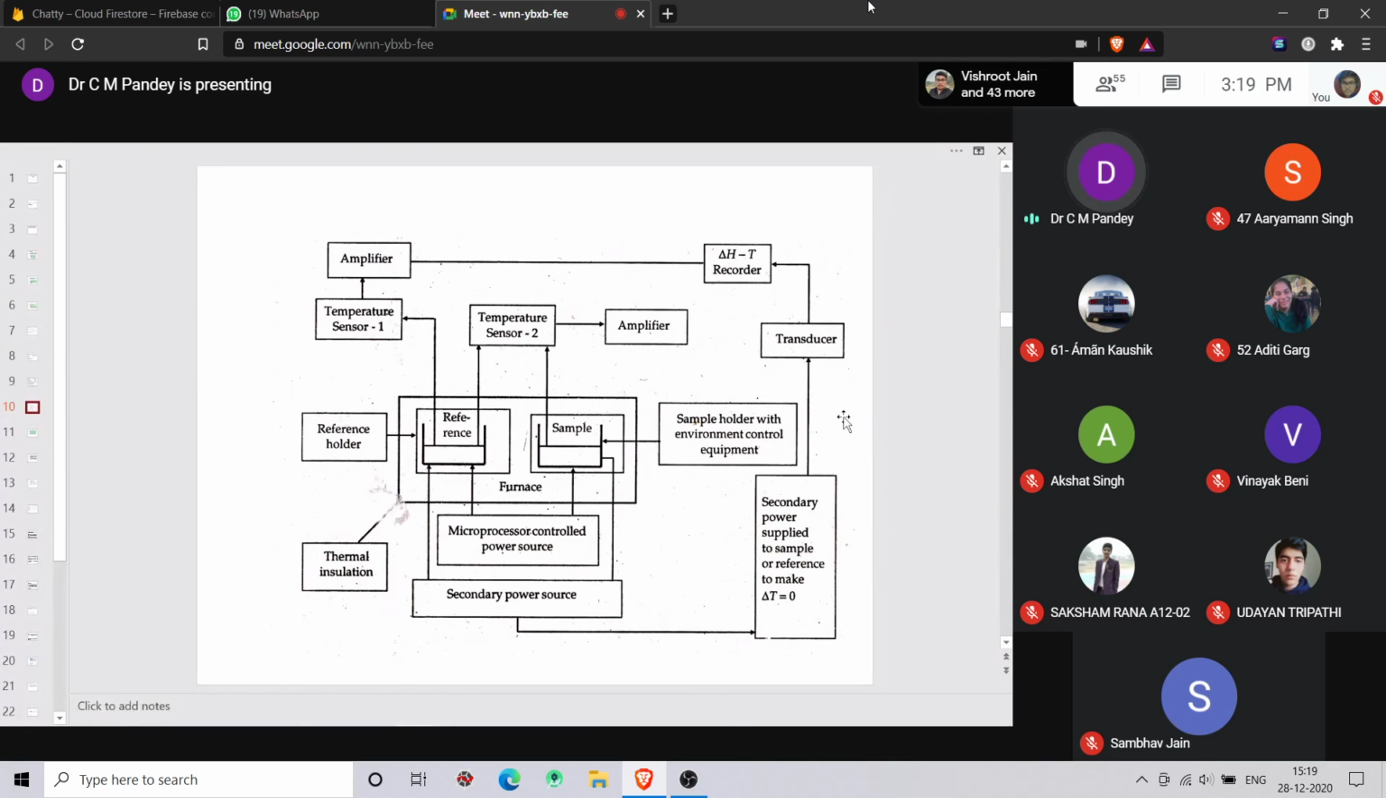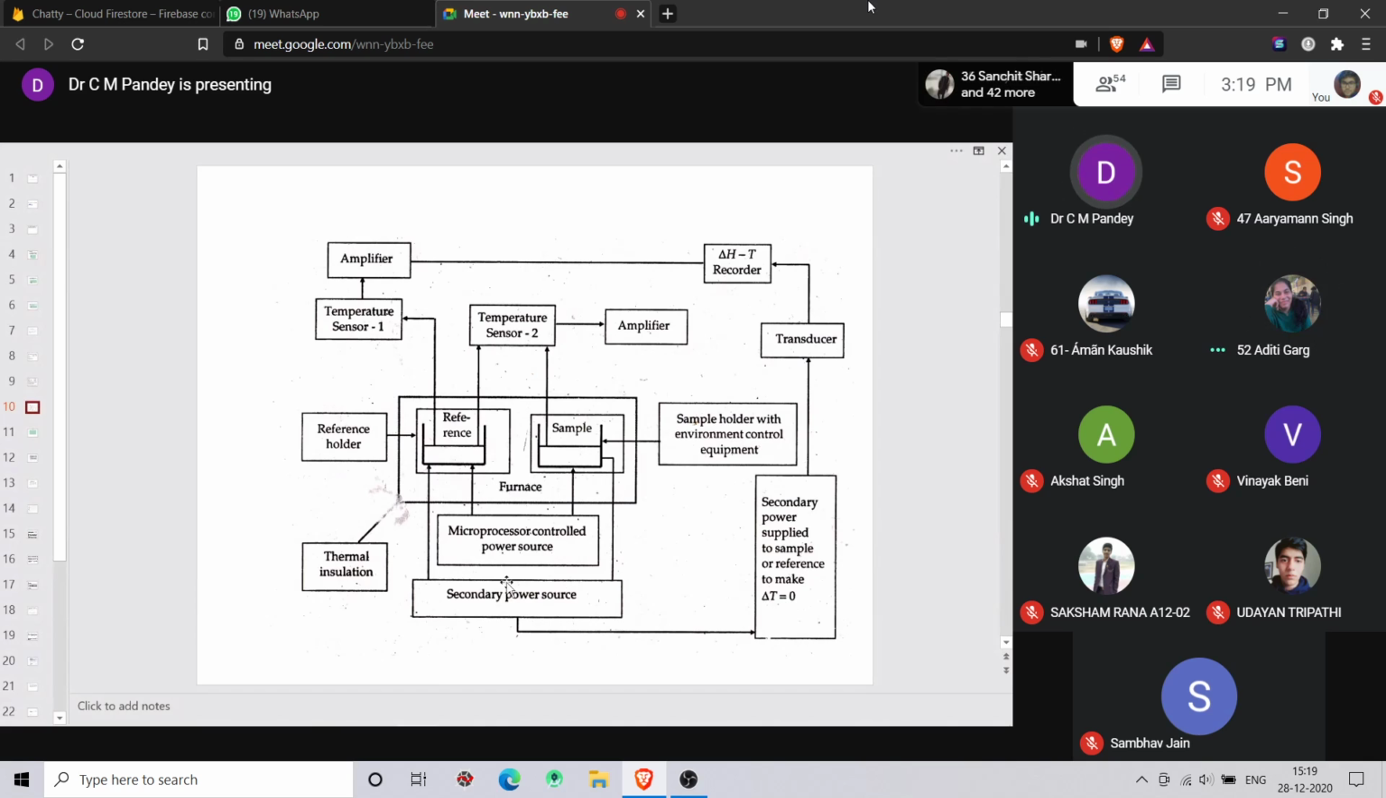What did I explain? Come on, will someone tell me? Anyone want to explain this? Yes, sir. Yes, explain. If there is an exothermic reaction, the temperature will rise. So the secondary power source will not provide any extra heat. If there is an endothermic reaction, the secondary power source will provide extra heat to the sample so that the temperature difference between reference and sample is zero.